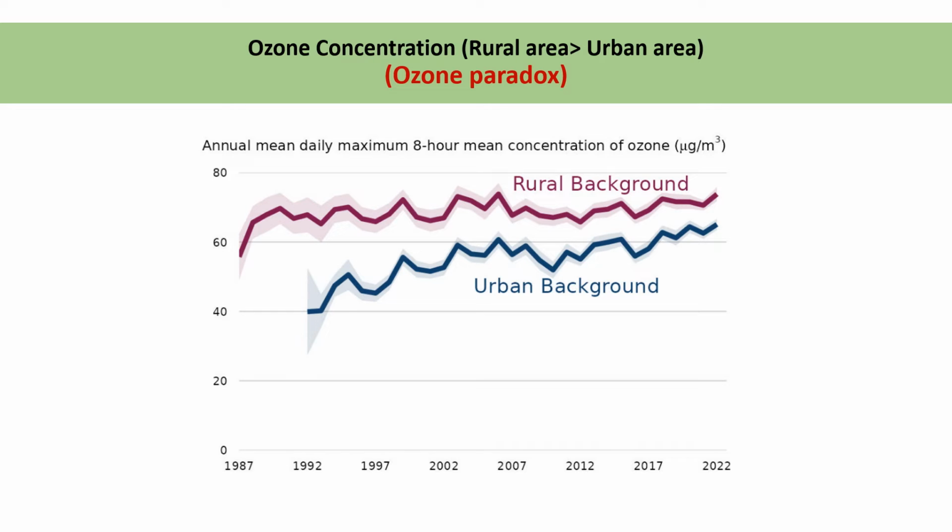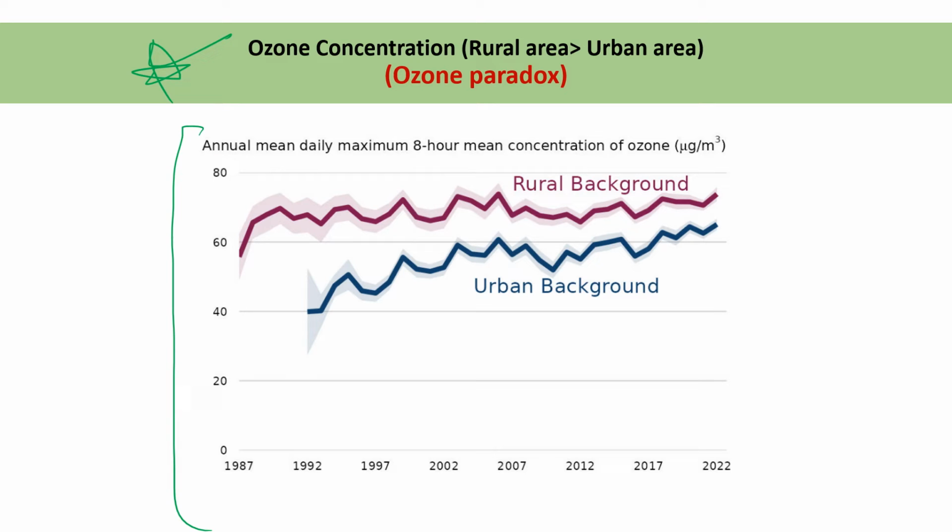Now the ozone concentration. In general, what do you think: is the concentration of ozone found higher in the urban area or in the rural area? We think that the concentration may be more in the urban area because there is more pollution, more pollutants.